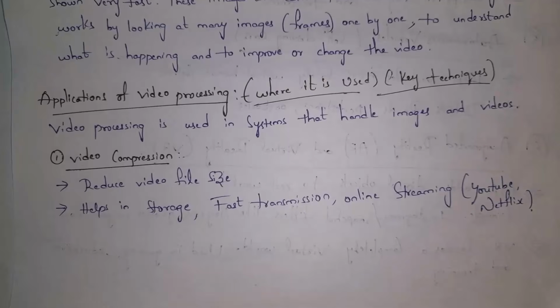And that first one is video compression. We need to do video processing in order to reduce video file size so that storage size will decrease and we can transfer data very fast. And video compression is useful in online streaming like YouTube, Netflix, etc.